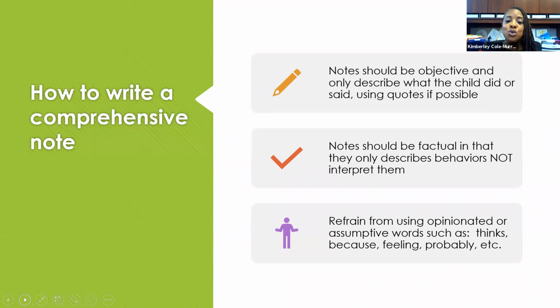For example, we do not want to say Johnny is crying because his mom is leaving. We don't know that he's crying because his mother left. He could be crying because he's hungry. He didn't have breakfast that morning. He could be crying because he's in a bad mood. He could be crying because his diaper is wet. There are various reasons why Johnny could be crying. So we want to refrain from using words that put our opinion or our assumptions into the note. You just want to stick to what you saw or what you heard or what that child did.